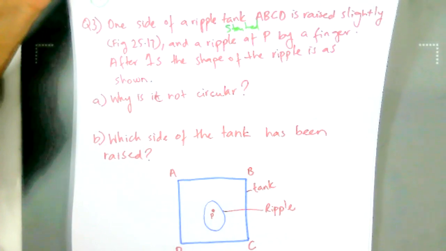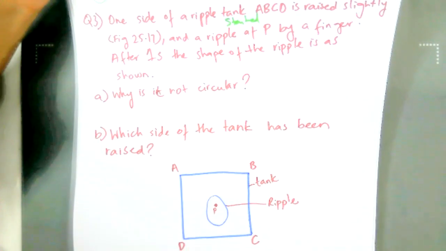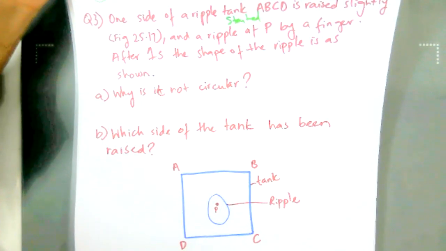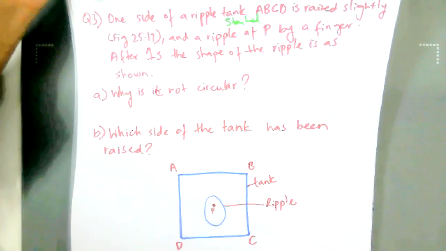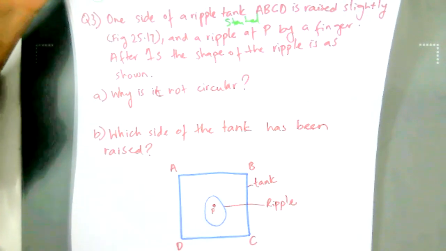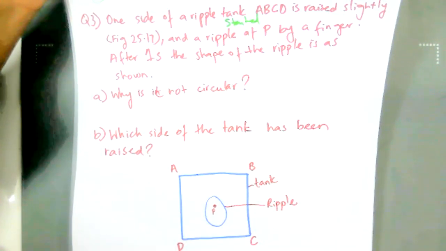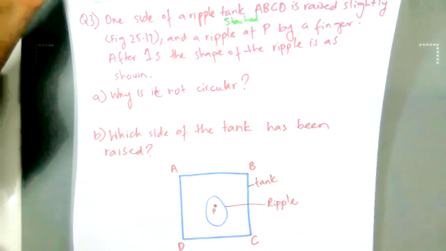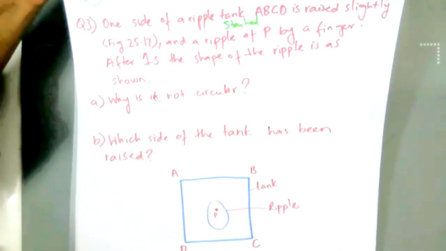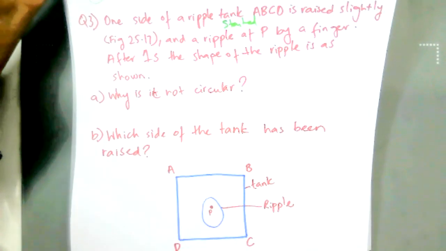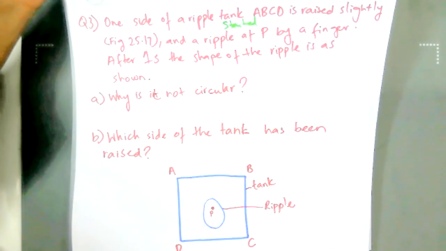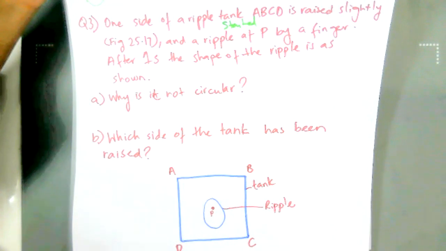Does speed depend on the depth, right? Yes, the speed depends upon the depth. And the ripple tank is raised slightly on one side. So, did you get a hint? The speed of the wave is affected by the depth, and this ripple tank is raised slightly. I'm giving you hints. Come on now.